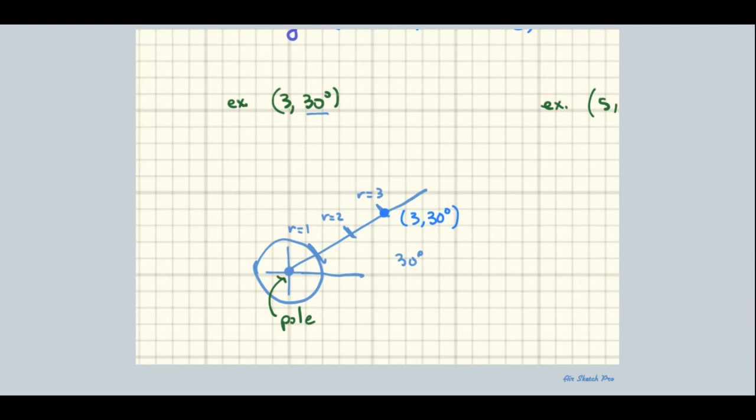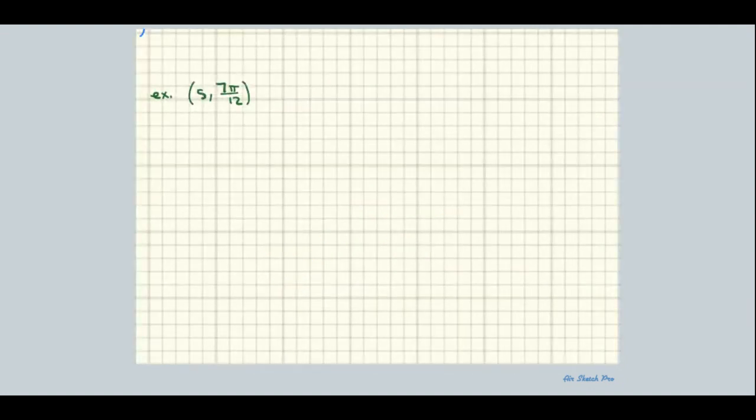Let's do that again for a different point. 5, 7 pi over 12. And this one is obviously given in radians, so we're going to have to work with that as well. Same idea though, okay? Start with your origin, draw a unit circle, just for scale. Now find 7 pi over 12.